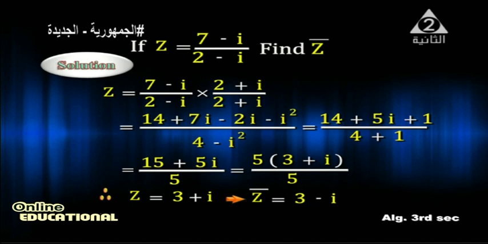Don't forget, if we add z plus z bar we get 6, which is real. Also, if we multiply z by z bar, it is also real. Why? A number multiplied by its conjugate must belong to R. 3 times 3 is 9, i times negative i squared is positive 1, 9 plus 1 equals 10. When we add or multiply a complex number by its conjugate, the answer is a real number.